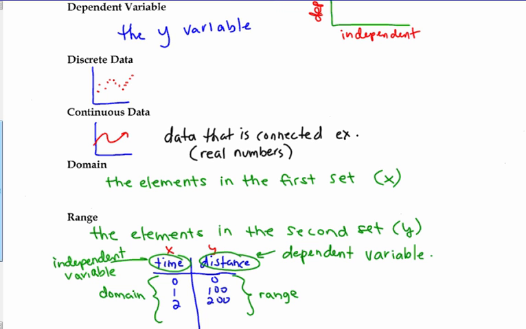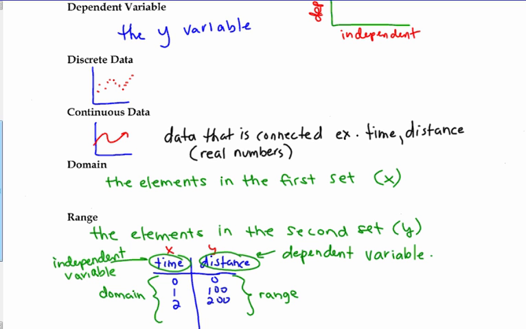So an example of continuous data is time. Time is continuous, right? You can have half of a second, 0.25 of a second, 1/13 of a second. Distance is another example of continuous data. Money can be continuous. It could also be discrete, depending on the situation.